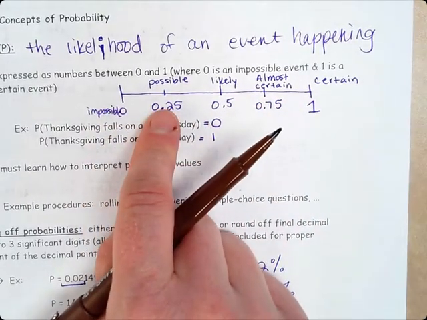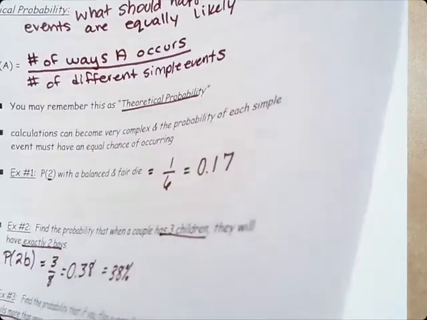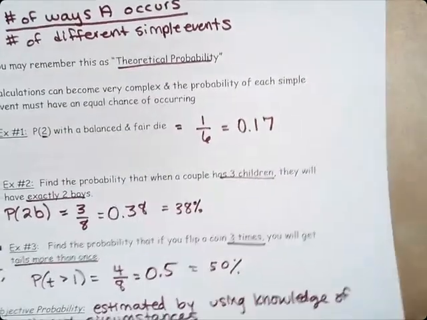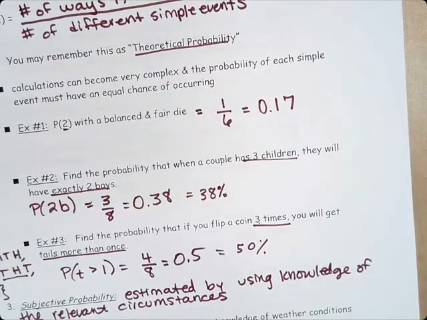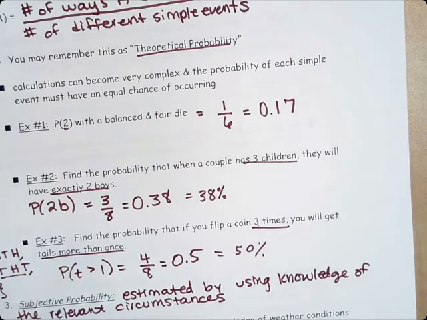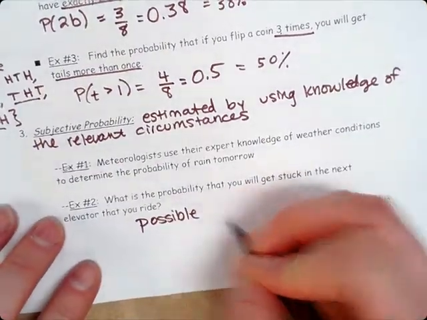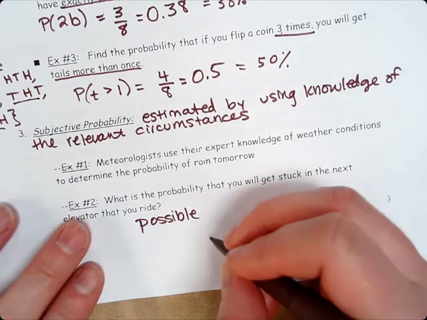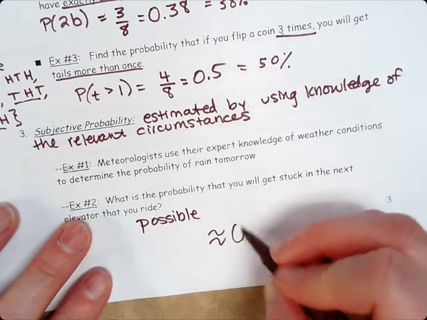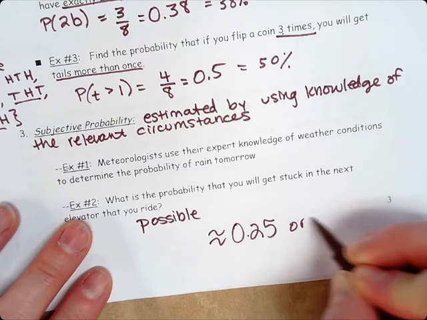I'd say possible. Yeah, I would agree with you. So it is possible, but not likely. So I'm going to just put approximately 0.25 or less.